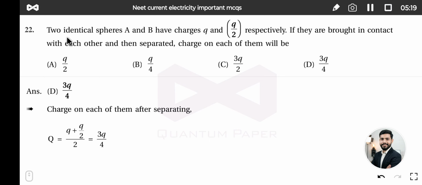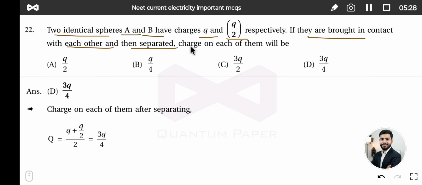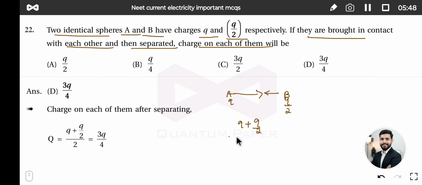Next question is, two identical spheres A and B have charge Q and Q by 2 respectively. If they are brought in contact with each other, then separated, then what will be the charge on each of them? So sphere A has charge Q, sphere B has charge Q upon 2. If we bring them in contact and then separate, then after the separation the charge will be nothing but the average of both. So (Q plus Q by 2) divided by 2. Okay, we have to take the average simply, nothing else.